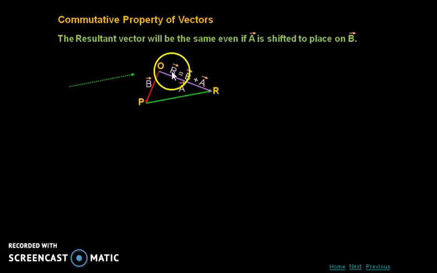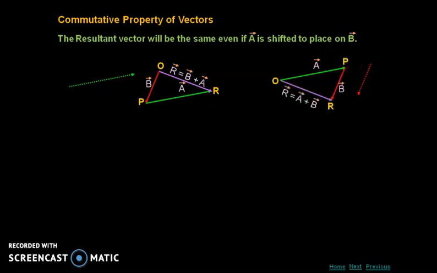That means the R vector will represent this. Here, initially vector B is your first vector and A is your second vector, so you will write B plus A. Now the second point: in the previous case you fixed the a vector and shifted the b vector, and we check the resultant OR, that is a plus b.